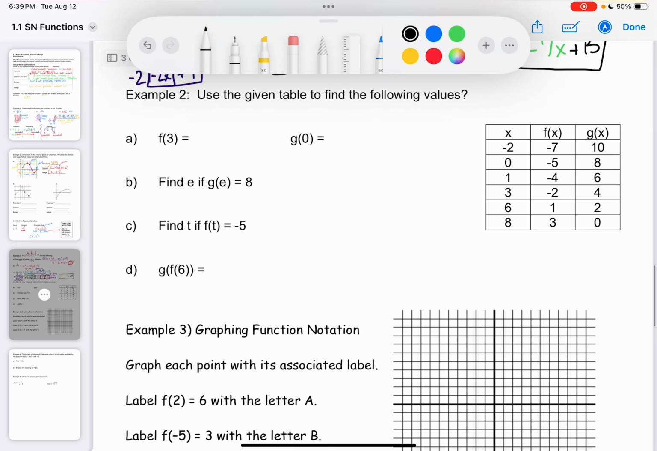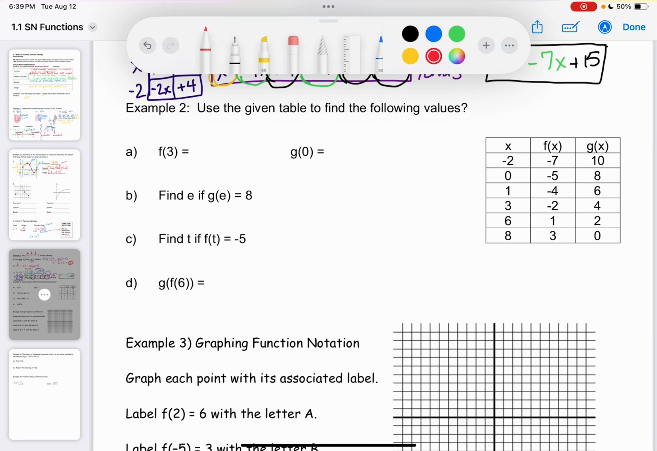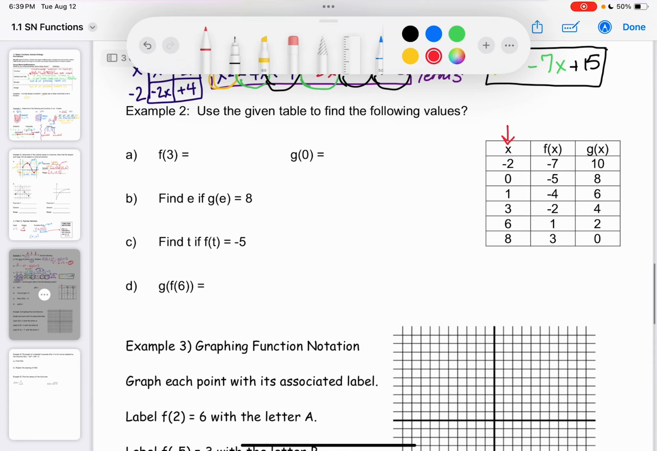All right. I'm not going to do all of this next one in its entirety. I'm just going to show you some examples. These are my inputs. These are my two functions. So if I put in -2 to function f, I get out -7. If I put in a -2 to function g, I get out a 10. So what it's asking me to do is read this chart essentially, because all the answers are in here.